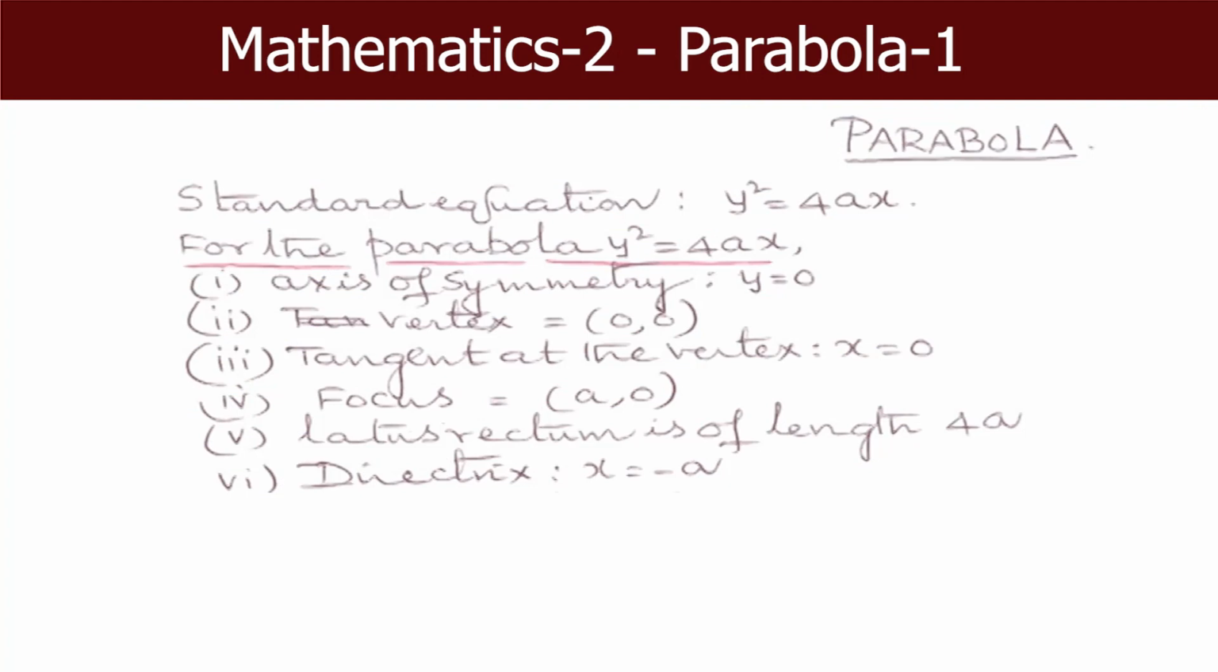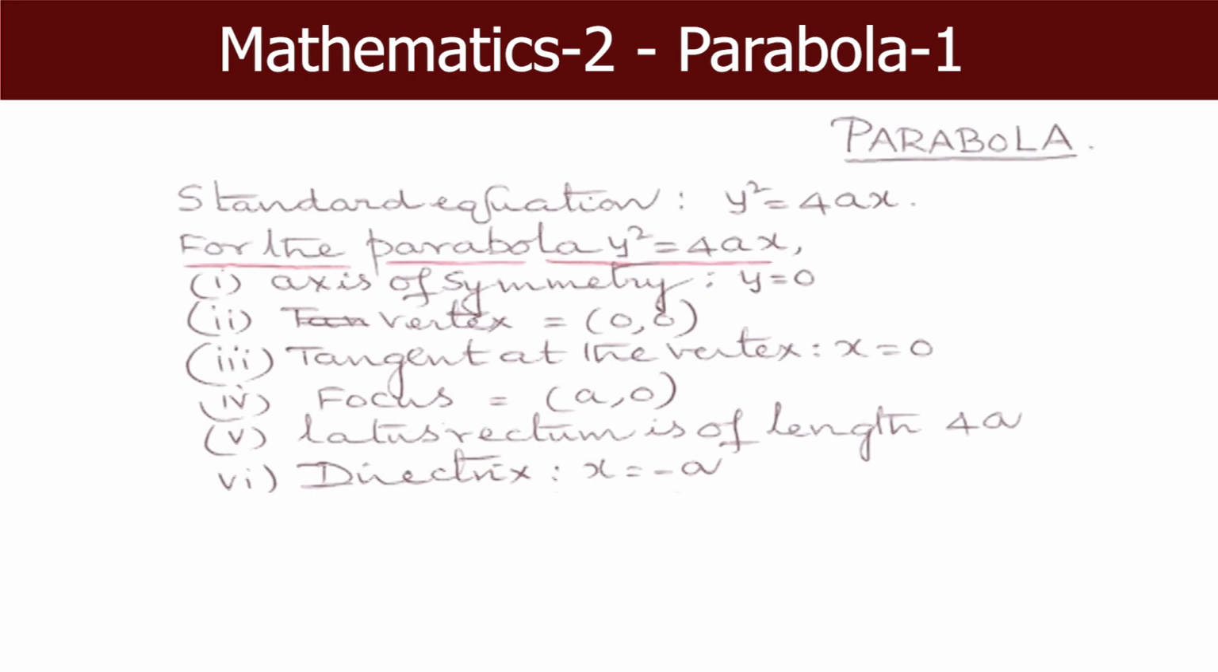Standard equation of the parabola, y square equal to 4x. Everybody knows it. By suitably selecting the axes of coordinates, one can write the equation of the parabola in the form y square equal to 4x. For the parabola y square equal to 4x, the parabola is symmetric about its axis, and the axis of symmetry is the x-axis, y equal to 0. The vertex of the parabola is at the origin. The tangent at the vertex is the y-axis. The focus has coordinates (a, 0). The latus rectum is of length 4a.